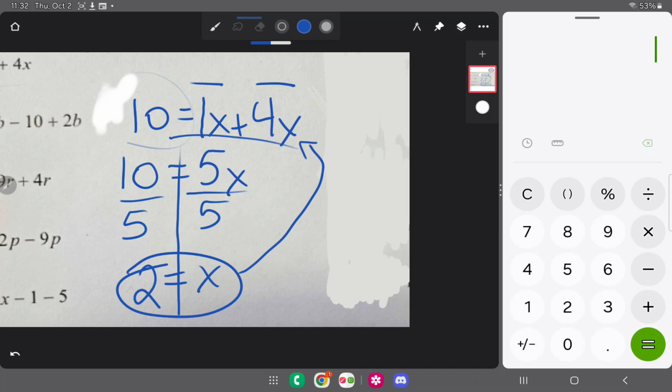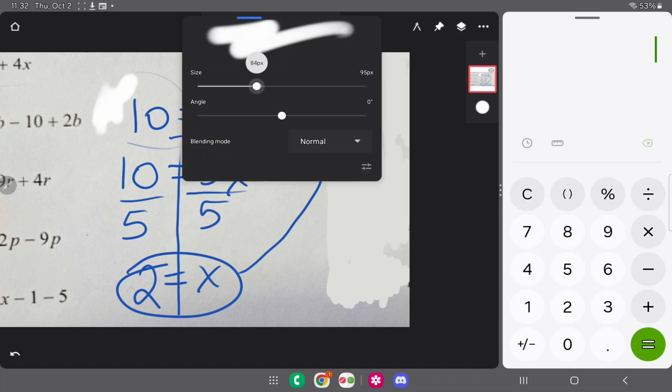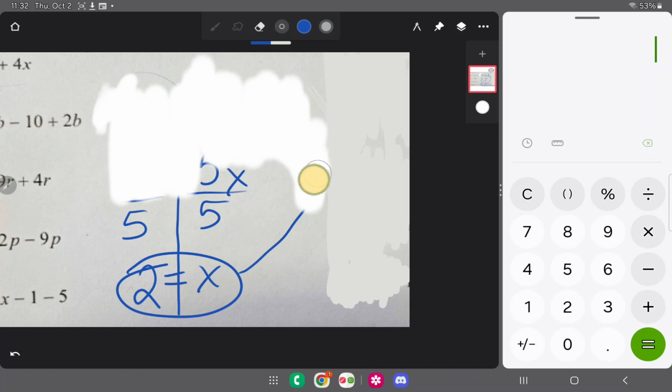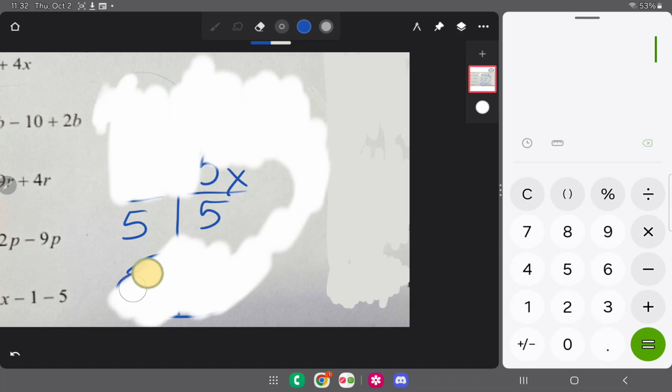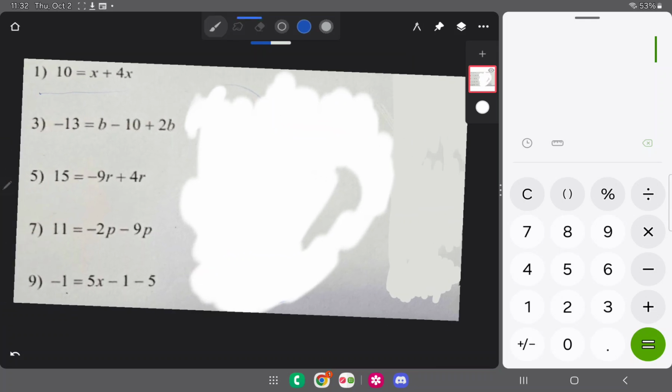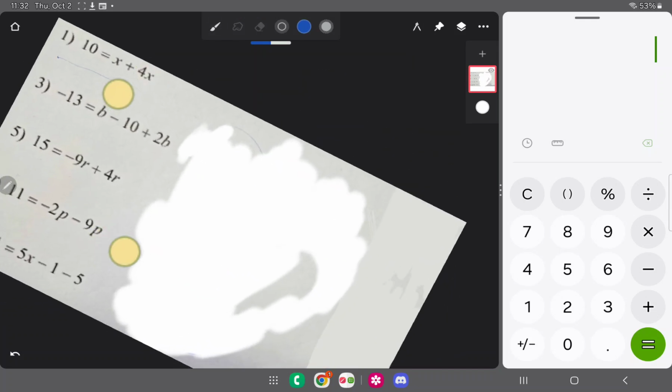Okay, so that's just one of the easier problems that you're going to run into with this. It's going to be just this huge problem, and it looks intimidating, but just do one step at a time. Slow down, do little things at a time, and you can get there. Or ask questions. I'm here for you. Okay, so let's move on to number 3.